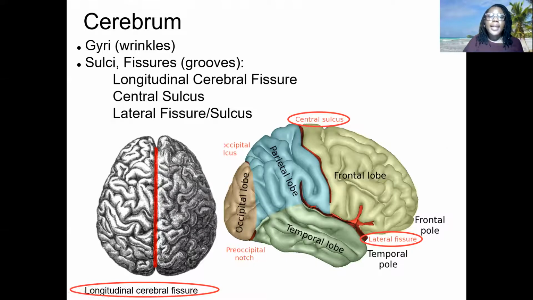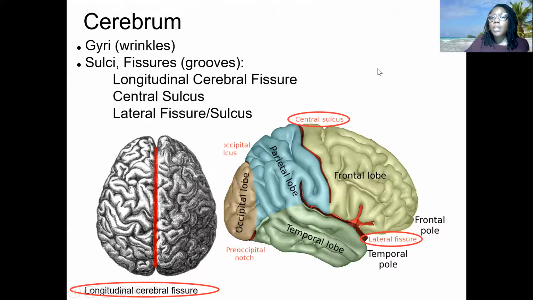Okay, now again, looking at the cerebrum, we appreciate that it appears very wrinkly. And so we can distinguish the wrinkles of the cerebrum from the actual grooves that are created by these wrinkles. So the wrinkles themselves are called gyri, and the grooves that are created because of the wrinkling of the brain are called sulci, or sometimes called fissures. So there are 3 unique fissures or sulci that we're going to describe.